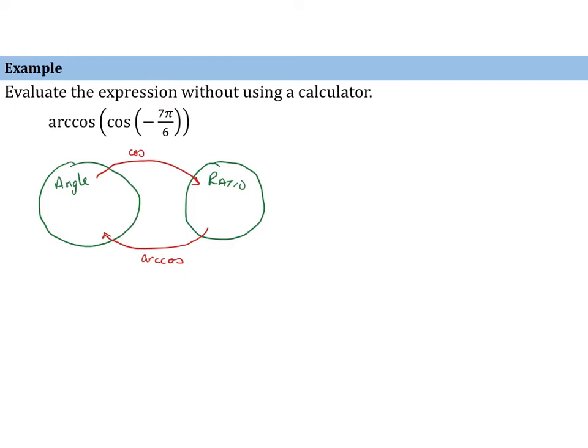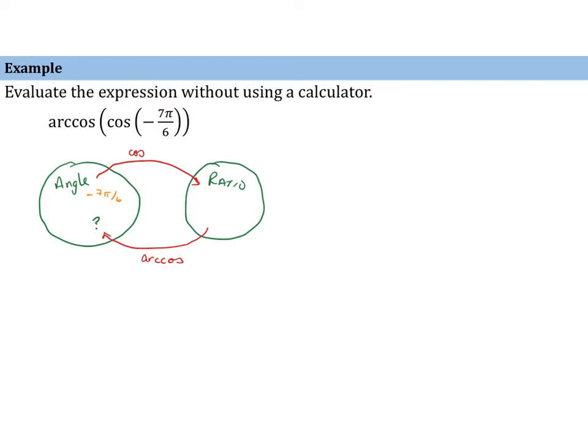So what's the angle that I start with here? It's negative 7 pi over 6. Now, will it work just to say that my output is the same thing? Because doesn't arc cosine just undo cosine? And the answer is no. Because if I go from an angle to a ratio by using the cosine function, the output's going to yield a ratio. And whenever I go back, the arc cosine function will have to output something within its restricted range. So therefore, the question is, what is that angle?